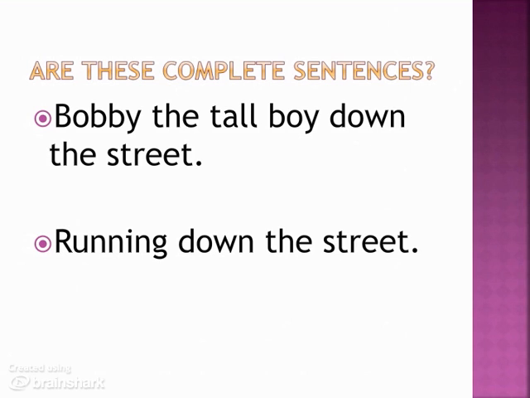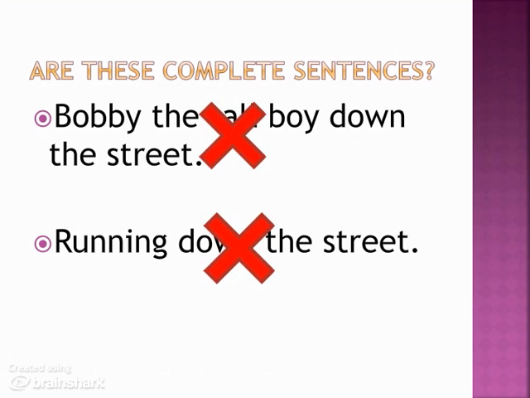Are these complete sentences? Bobby, the tall boy down the street, and running down the street. The first sentence is not a complete sentence. We have the subject Bobby, but we don't have a predicate saying what Bobby did. The second sentence is also not a complete sentence. We don't have a subject. We have the predicate running down the street, but we don't have any subject saying who or what was running down the street. So these are incomplete sentences.